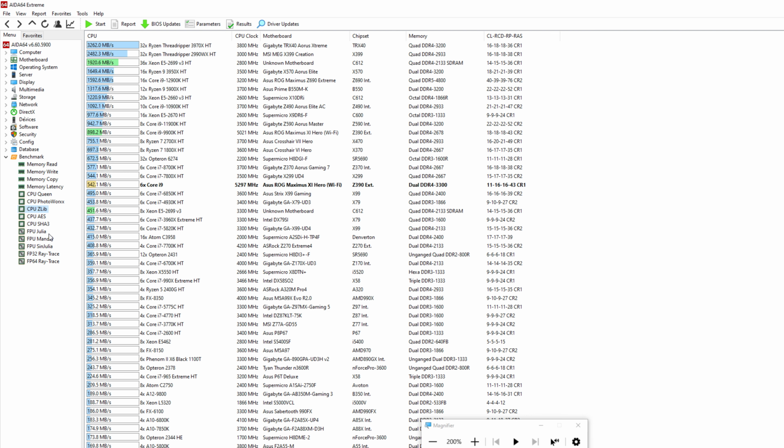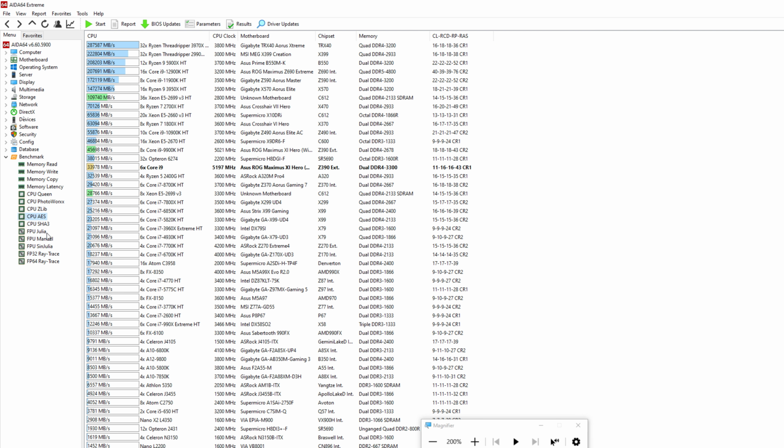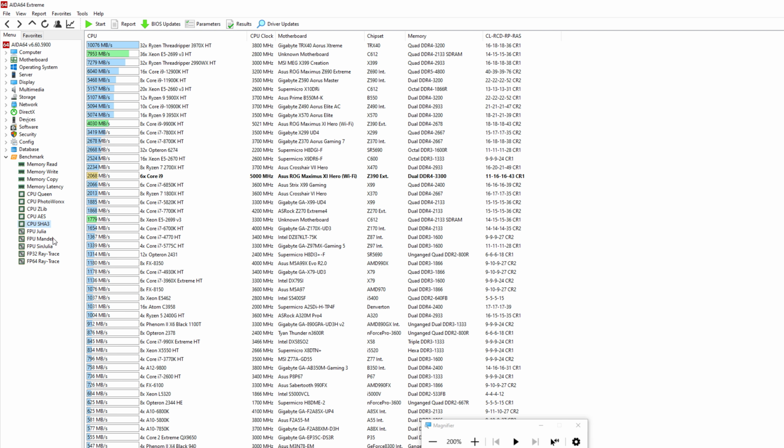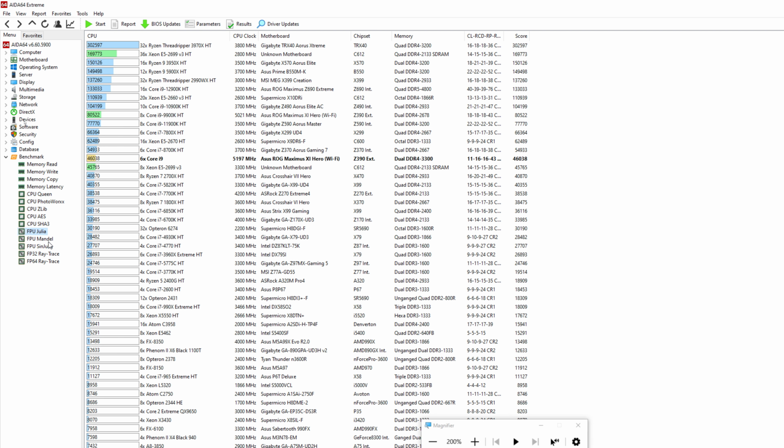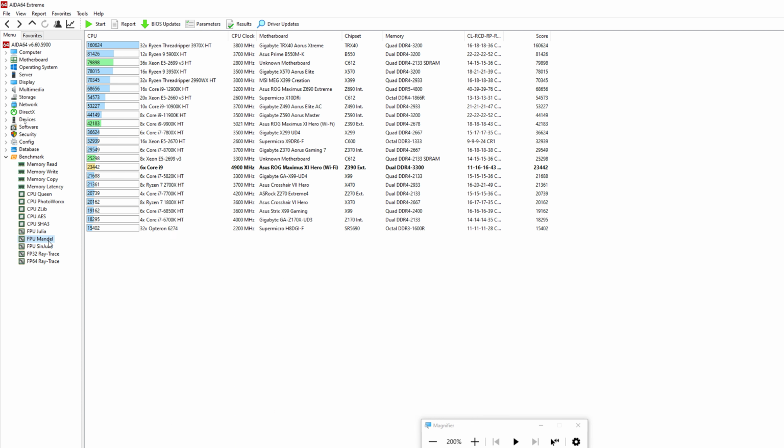ZLib, check it out, 442 megabytes per second. Okay, the other is CPU benchmark AES, the other one SHA3, which is 2068 megabytes per second, great value for 6 core, for raw 6 core but very high frequency. Julia CPU benchmark 46,000 for those who's curious.